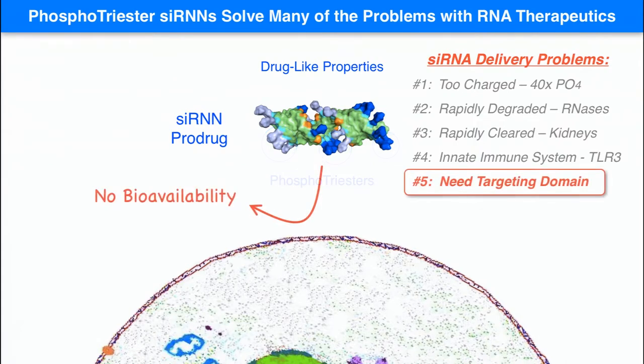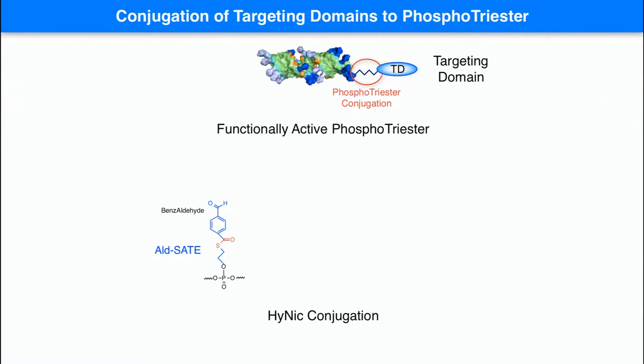We've solved some of the problems, but we need a targeting domain. How do you get a targeting domain on here? Because if you just inject this into the blood, it's going to go everywhere, but it's not actually going to get into the cytoplasm of any cells. It's just going to be there. It's too big to passively diffuse across this lipid bilayer. So we need a targeting domain.